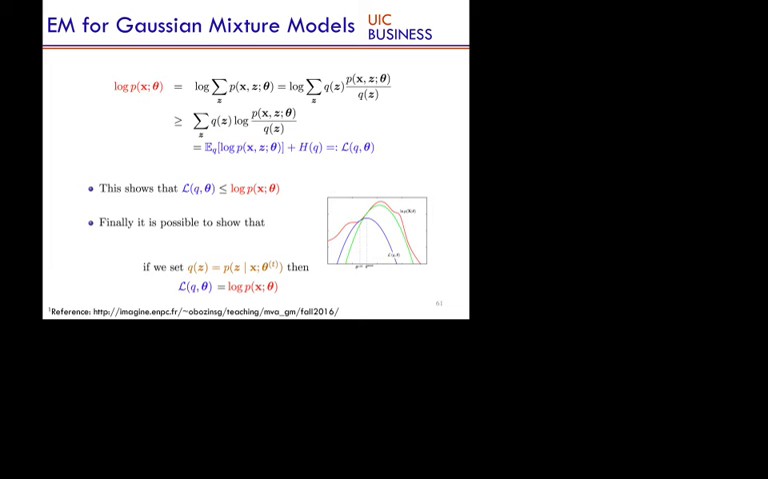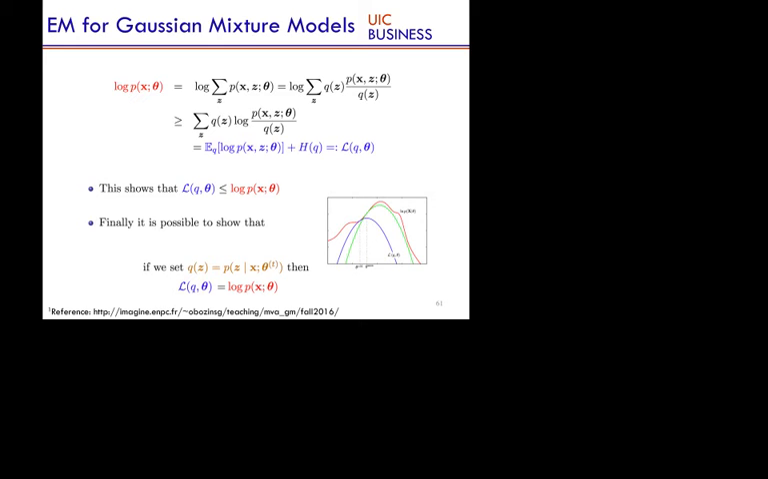So what are we trying to show here? We had the log of the probability of the marginal, and we lower bounded it with some quantity, which is a function of q and theta. I mean, it's a function of q and theta as well as x actually. So we lower bounded it.